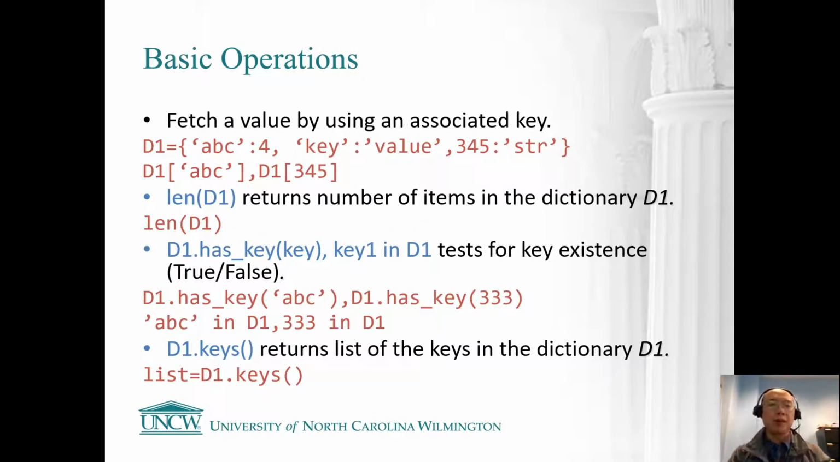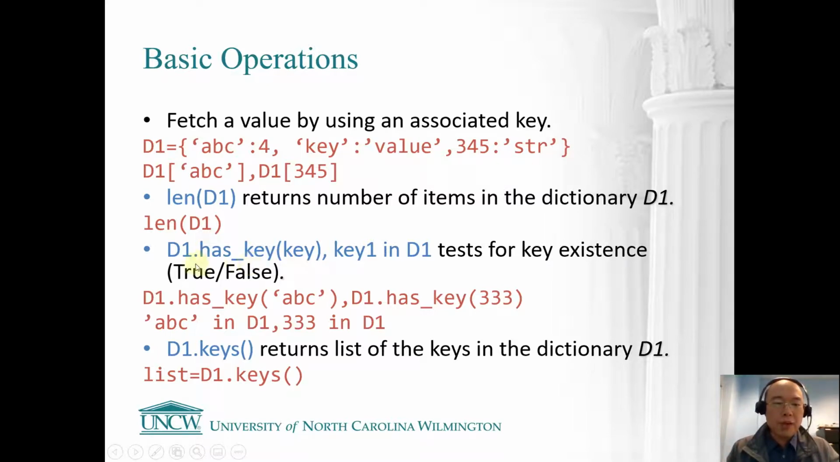So let's see some of the basic operations. The first one, if you want to fetch a value using the key, we have already talked about that: the dictionary name and then square bracket, the key name. We can also get the length of a dictionary, and it returns the number of key value pairs in this dictionary. For this dictionary, probably you count a total of 6 items, right? So should the length be 6? No, the length should be 3, because there are only 3 key value pairs.